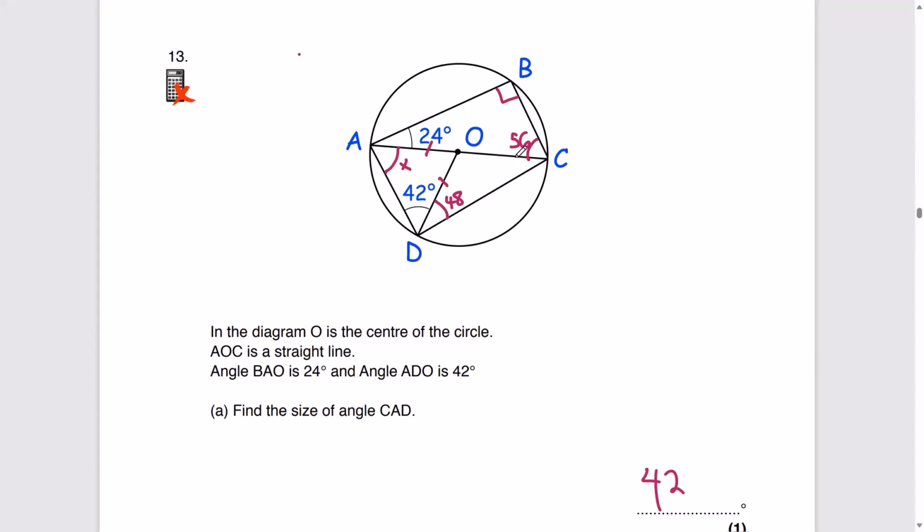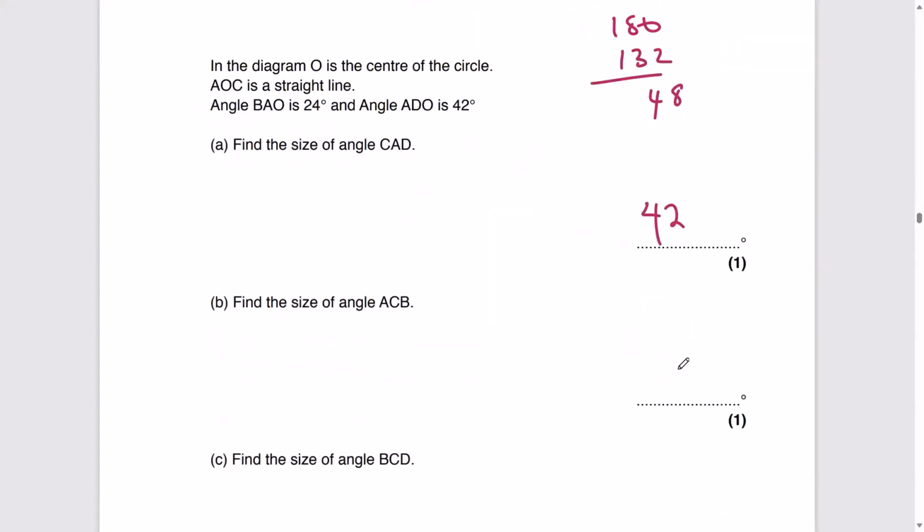ACB, that's this angle here. Okay. So if here is 90, and here is already 42. So you add this, that's 132. And then subtract it from 180. That's 48. So ACB is 48. Did you get that?